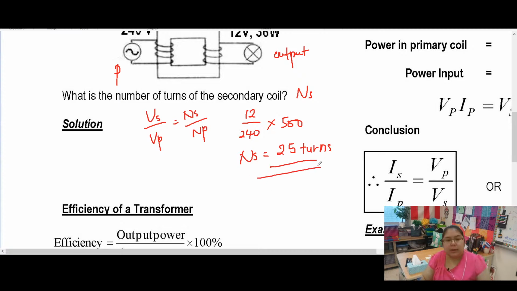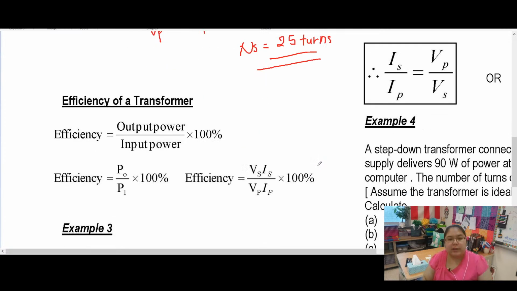I think there's no problem also. After that we need to find the efficiency. We have learned efficiency many times before. In Form 4 we learned efficiency, then in Form 5 we also learned efficiency. So this one is the last part we learn about efficiency, the efficiency of the transformer. Normally everybody knows efficiency cannot be more than 100%. Maximum you can get is 100% only.